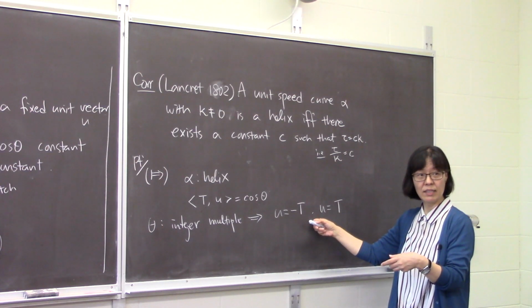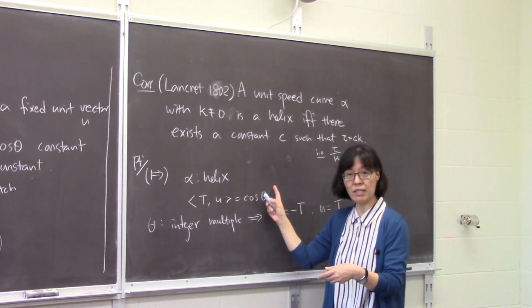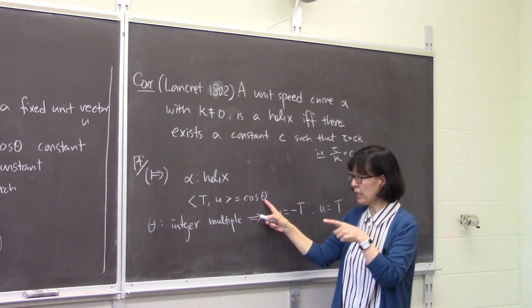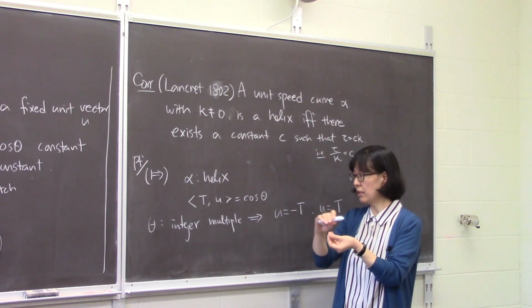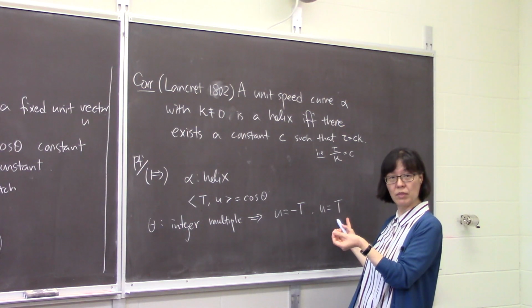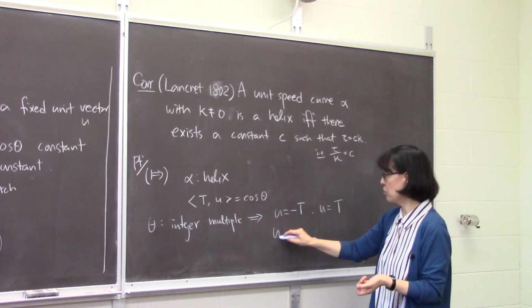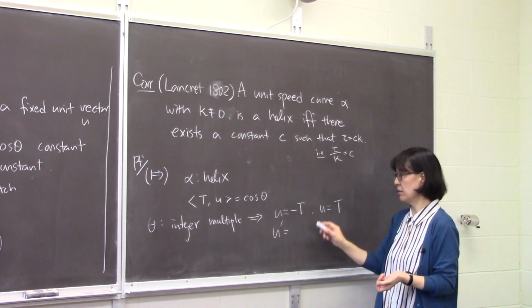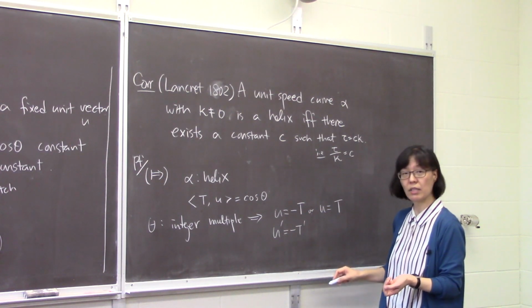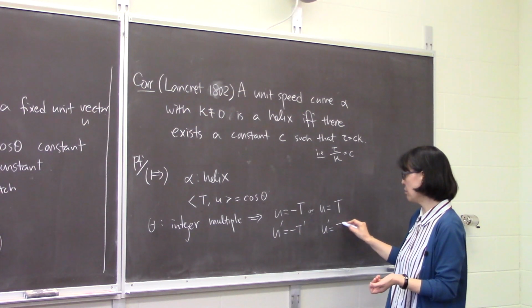Because we know that theta is the angle between these two. So if the angle is pi, then u is minus t. If theta is 2 pi, then it's the same. Okay. Then what is u prime in either case? u prime is minus t prime, or u prime is t prime.